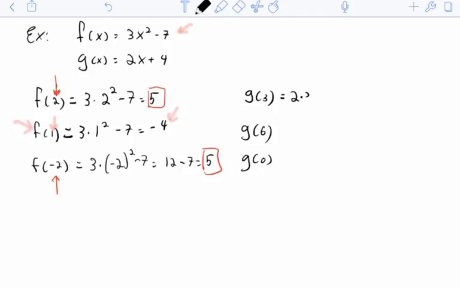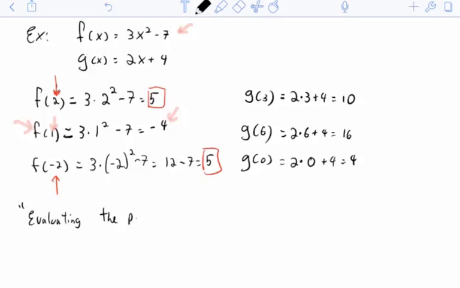2 times 3 plus 4 is 10. 2 times 6 plus 4, 16. 2 times 0 plus 4 is 4. Okay? So we call this procedure evaluating the polynomial at, say, 0 or 6 or 3.